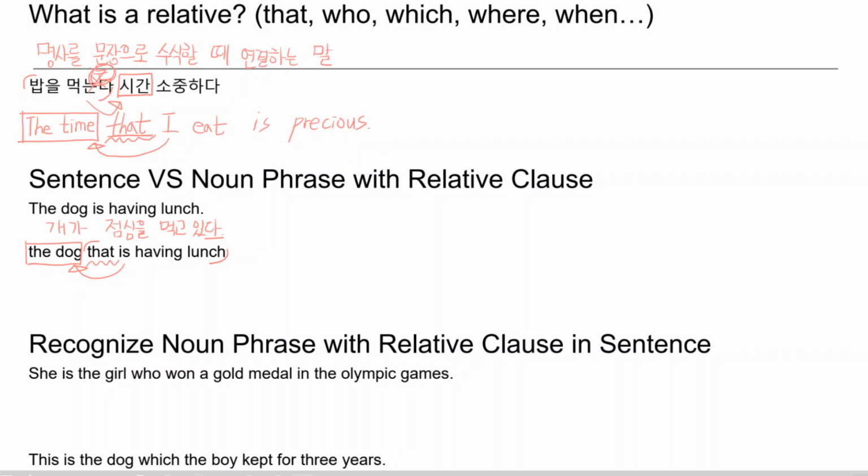So now we don't say 걔가 점심을 먹고 있다. We say 점심을 먹고 있는 걔. This is right. Okay? So do you see the difference between these two? One is a sentence and the other is just a noun phrase with relative clause.